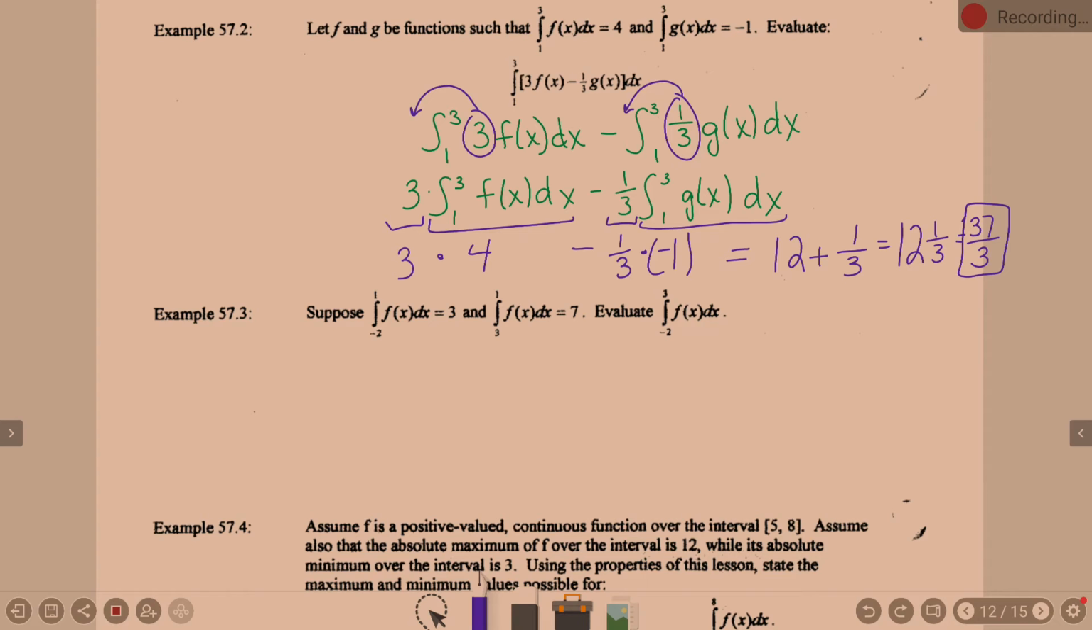Okay, let's try example 3. Suppose the integral from -2 to 1 of f of x is 3. The integral from 3 to 1 of f of x is 7. And we want the integral from -2 to 3 of f of x to be found.